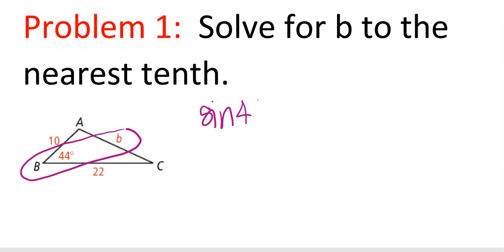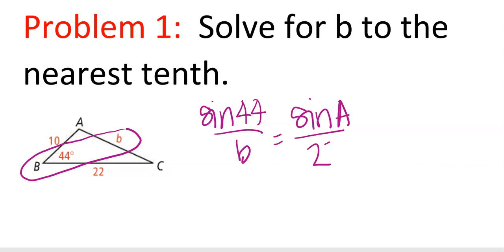Sine 44 over b, which looks fine, equals sine a over 22. Can I do that? No. If I changed it to go to the other one, I would have sine c over 10. Can I do that? No. So it took me like less than 20 seconds to write both of those and go, okay, law of sines doesn't work on this one.